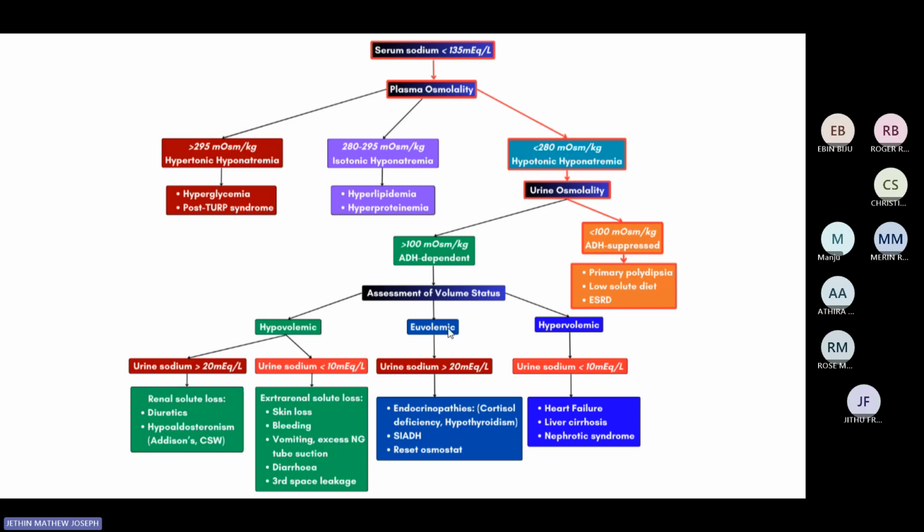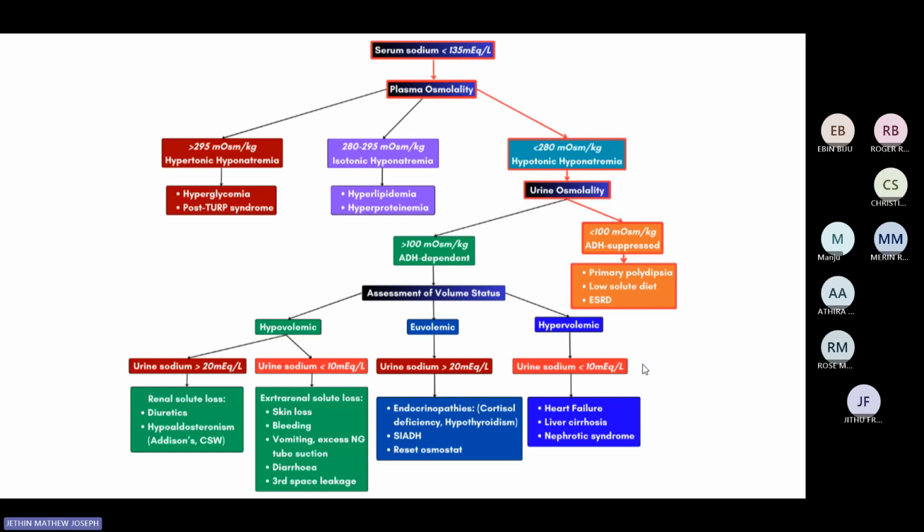And if it's euvolemic, the causes are, first you have to rule out endocrinopathies like cortisol deficiency and hypothyroidism. And after you've ruled out everything, SIADH can be an option. And urine sodium is going to be high in all of these. And if the patient is having hypervolemia, the causes are usually heart failure, liver cirrhosis, nephrotic syndrome, and your urine sodium is going to be low.